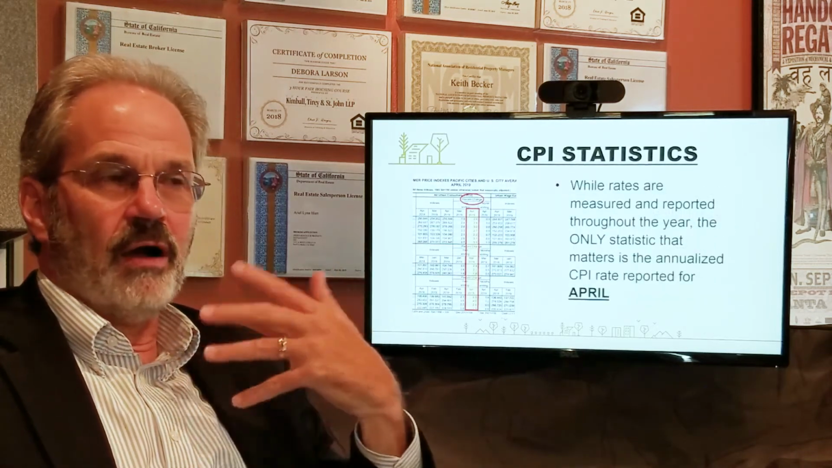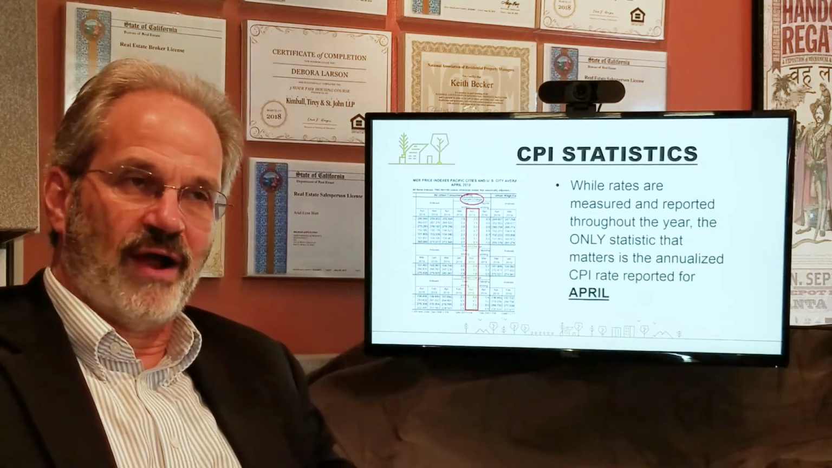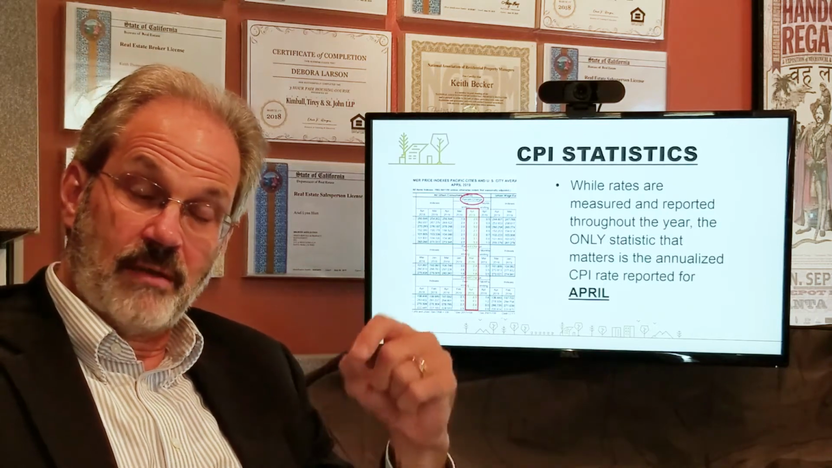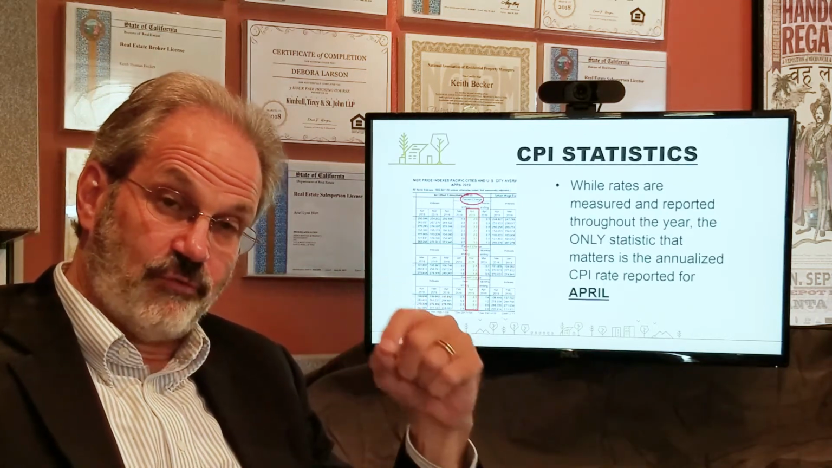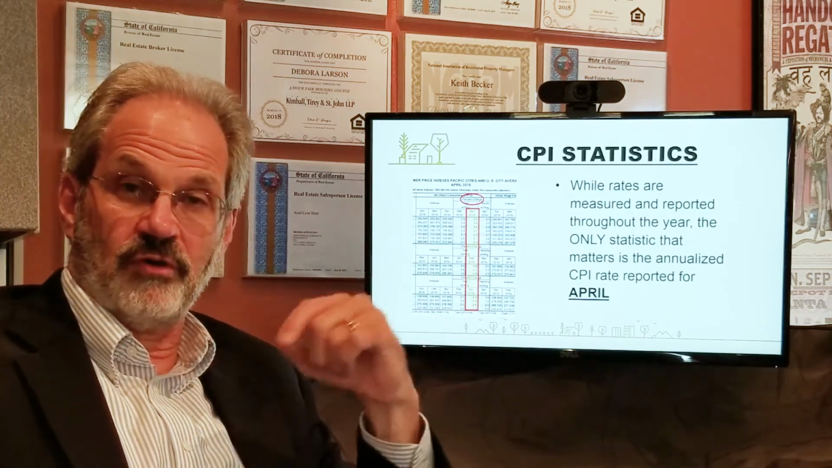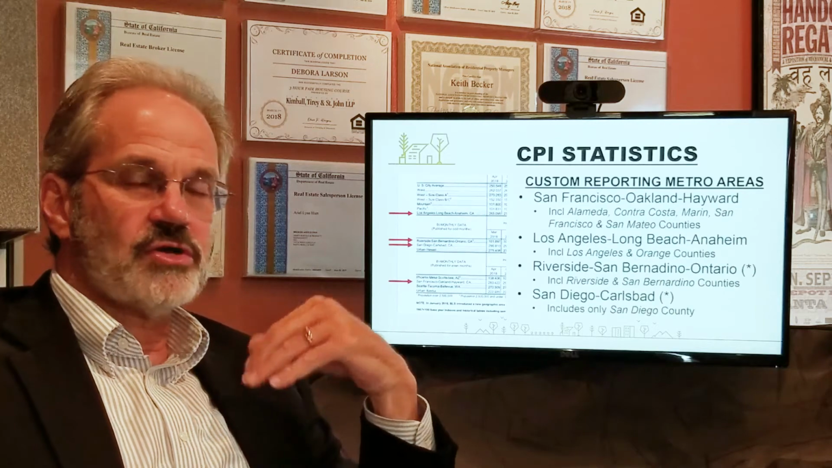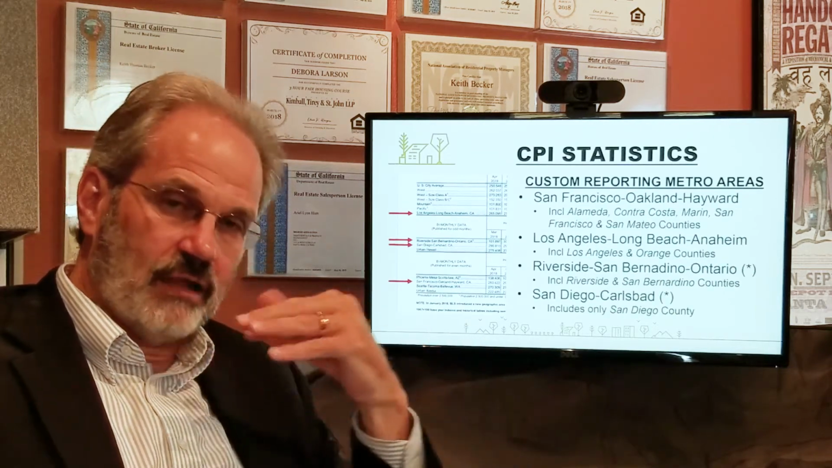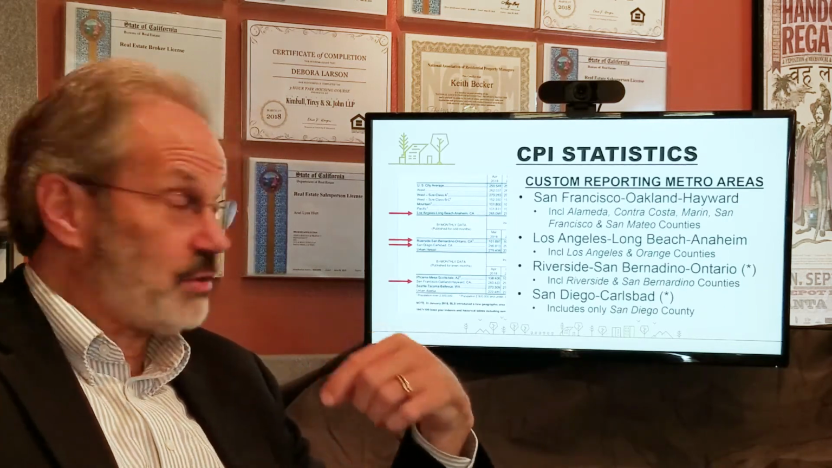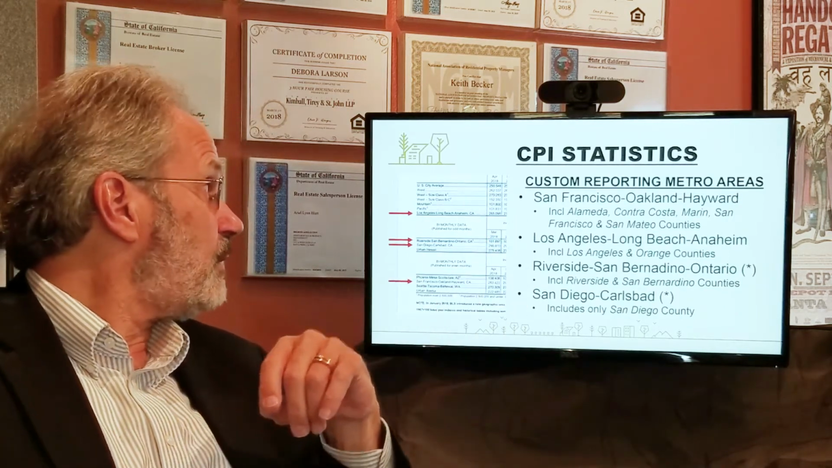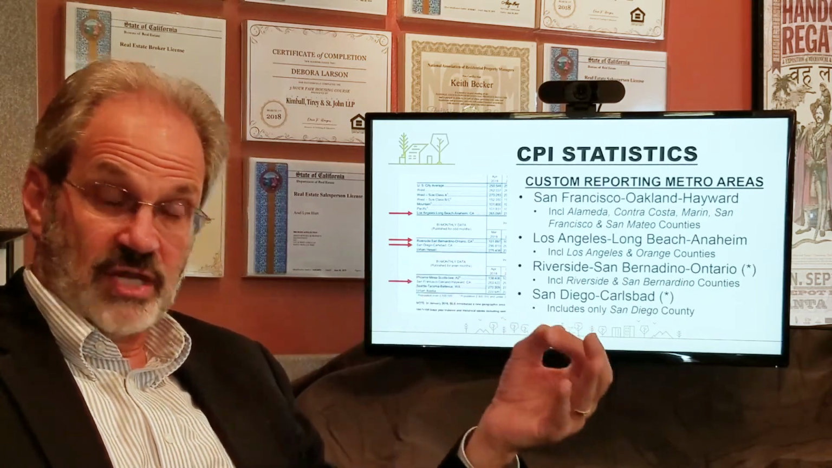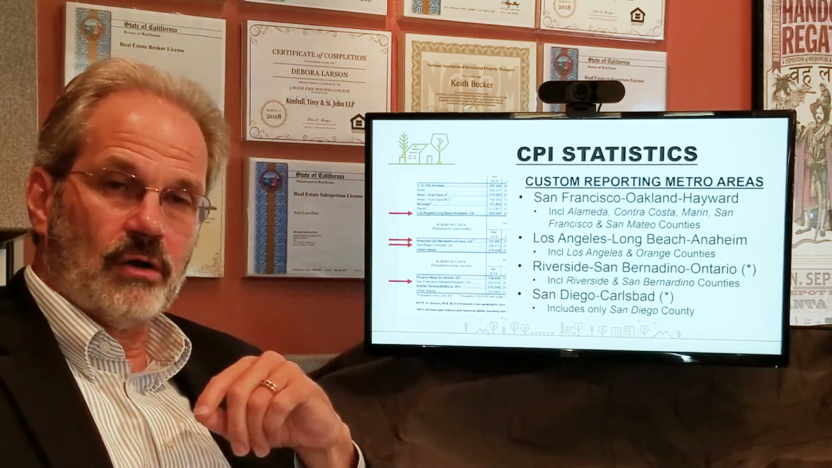Because while there are measurements that go on throughout the year, such as August and December, the only one that matters as it is related to AB 1482 is the April percentage change year over year. There are certain metro areas in California that actually measure specifically for their individual metro areas: San Francisco, Oakland, Hayward; Los Angeles, Long Beach, and Anaheim; Riverside, San Bernardino, Ontario; and San Diego, Carlsbad.